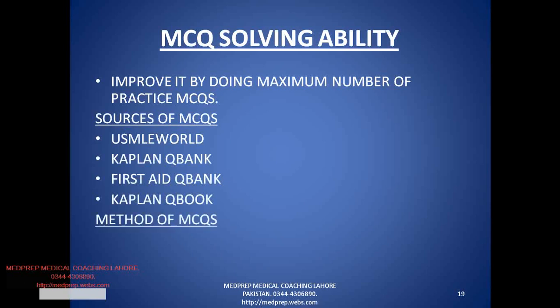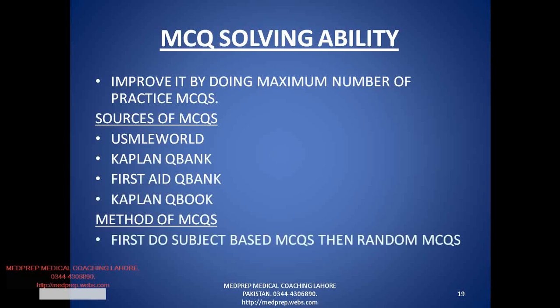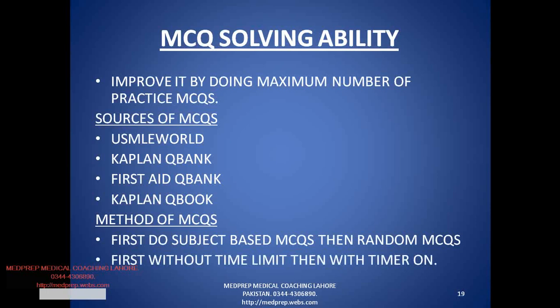Now what should be the method of MCQs? How should you do the MCQs? First, do subject-based MCQs. Like you have done one subject, you have finished physiology. After getting the knowledge database for the physiology, you should do the MCQs of physiology. But once you move on and you have done 7 subjects for USMLE Step 1, then you should do the random MCQs. First, you should do the MCQs without any time limit. But once you have done all the subjects, you should do the MCQs with the time limit.